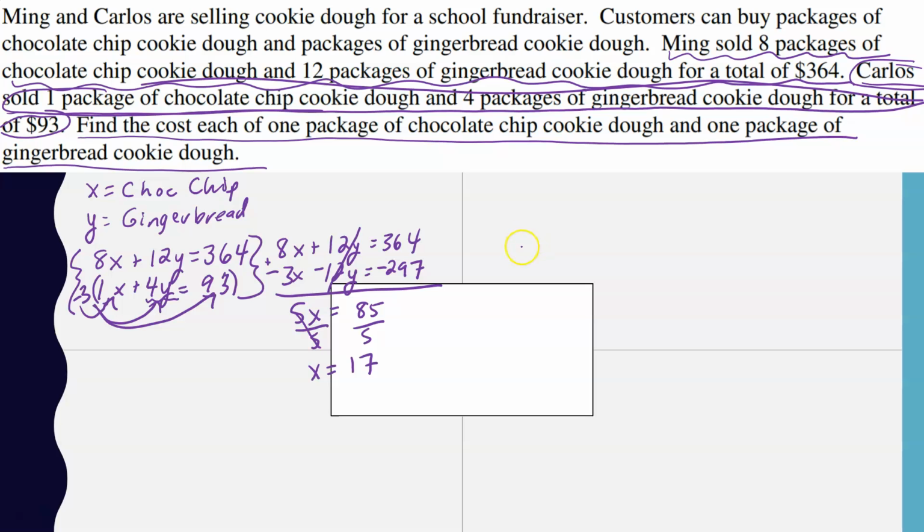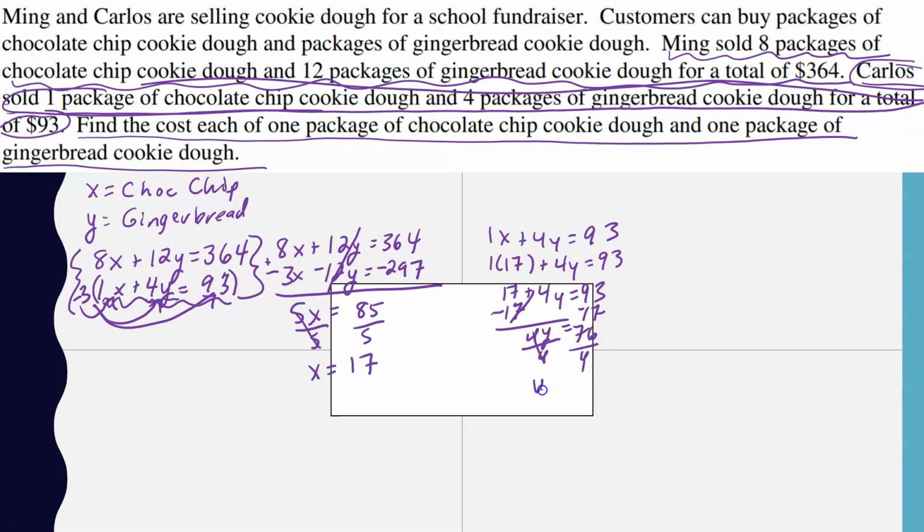Once I get that, I pick either equation. Now, many times I use the top equation, but once again, this time, I see that the bottom equation, that original 1x plus 4y equals 93, has the smallest numbers, so I chose to use that. So 1 times 17 plus 4y equals 93. I would not have had to write the 1 times 17, so 17 plus 4y equals 93. Subtract 17, 4y equals 76, divided by 4, and I got y equals 19.